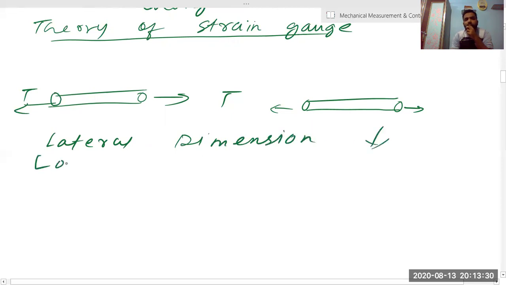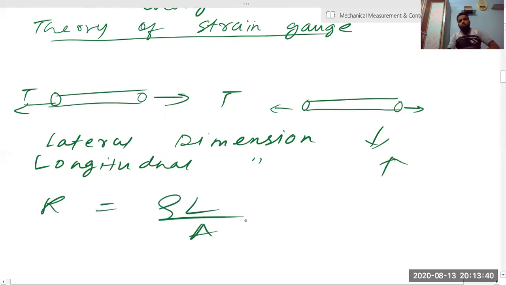And the longitudinal dimension, that is the length, will increase. And there is one more thing. Since we know that R is equal to rho into L by A, this will change, and even the inherent resistivity will change.